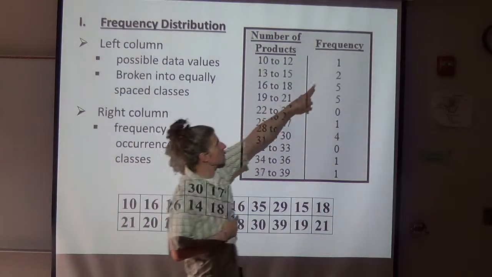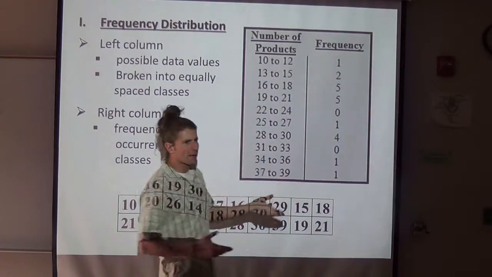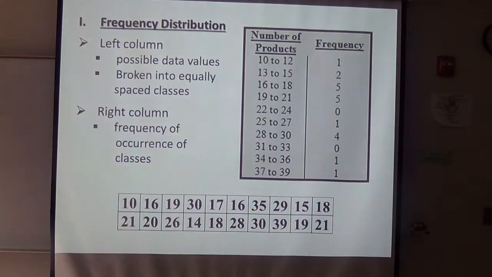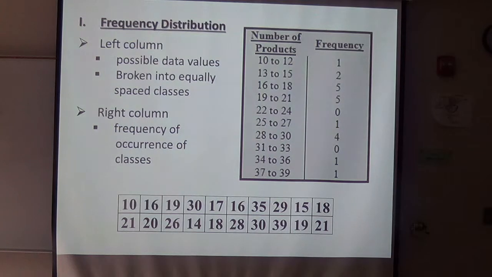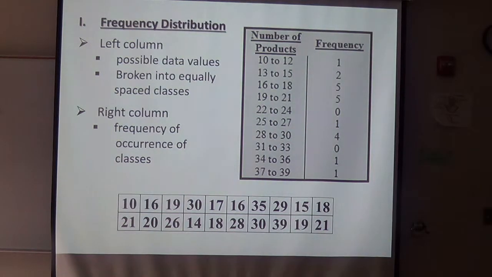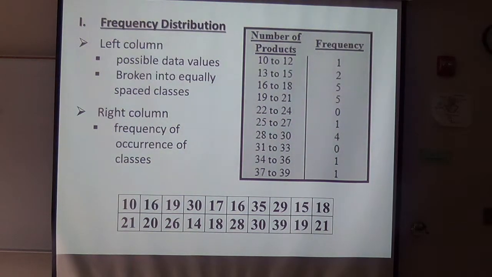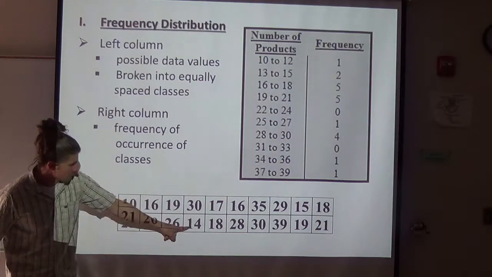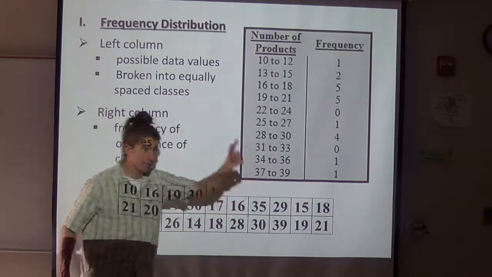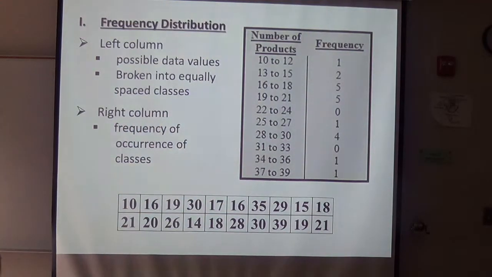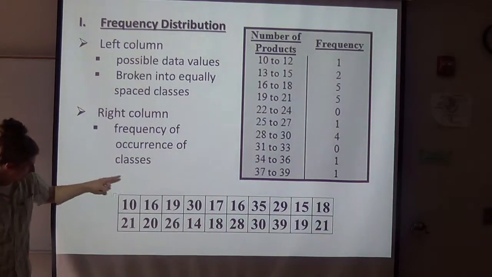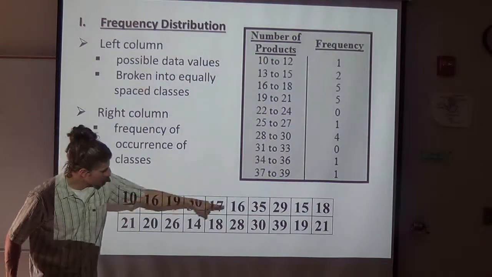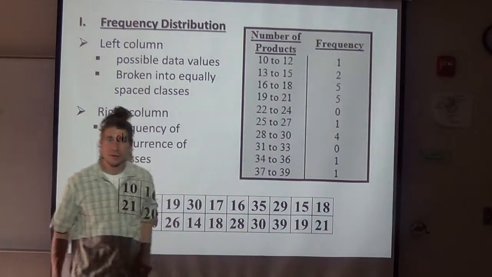So it says there's a frequency of 1 from 10 to 12. Why is there a frequency of 1 from 10 to 12? Because there is one data point between 10 and 12. It's that 10 that's down there. Frequency of 2, 13 to 15. How come? 14, 15. There's the 2. 5, 16 to 18. 1, 2, 3, 4, 5.